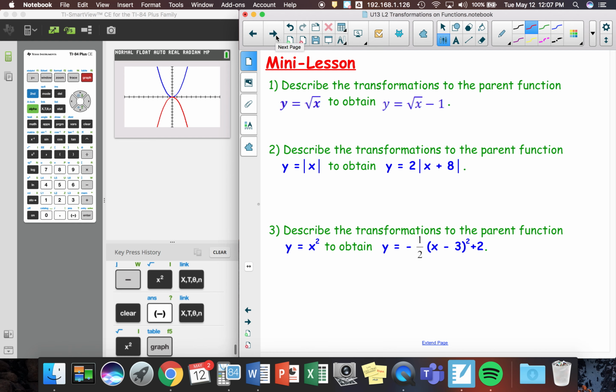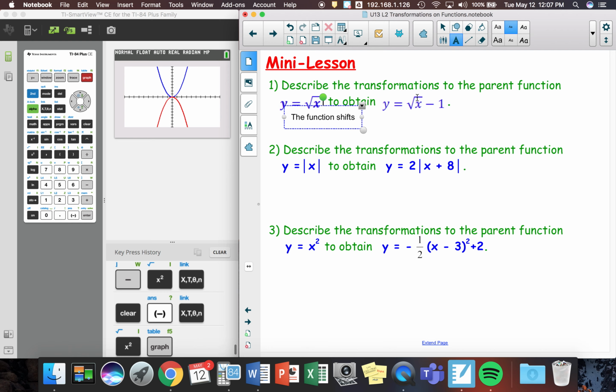Okay, so for the regions, you see that they'll ask questions like this. Describe the transformations to the parent function y equals square root of x to obtain y equals square root of x minus 1. So if you know your rules, you're fine. You can just use those rules. I'm going to use the rules right now. So the function shifts, now we got to see. We have 1 unit, and does it go up, down, left, or right?